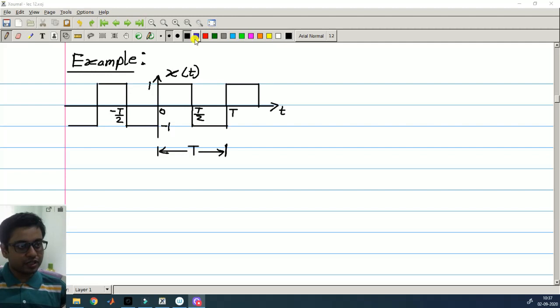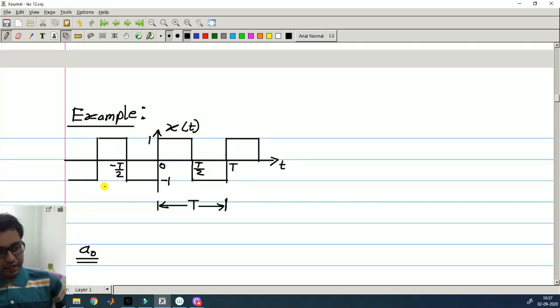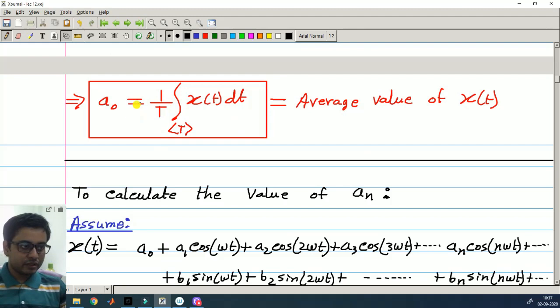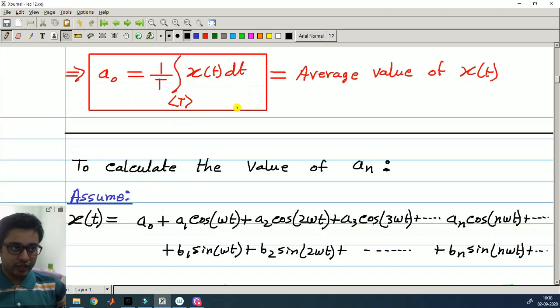So let us first calculate a0, and a0 is given by this formula, that is the average value of x(t).